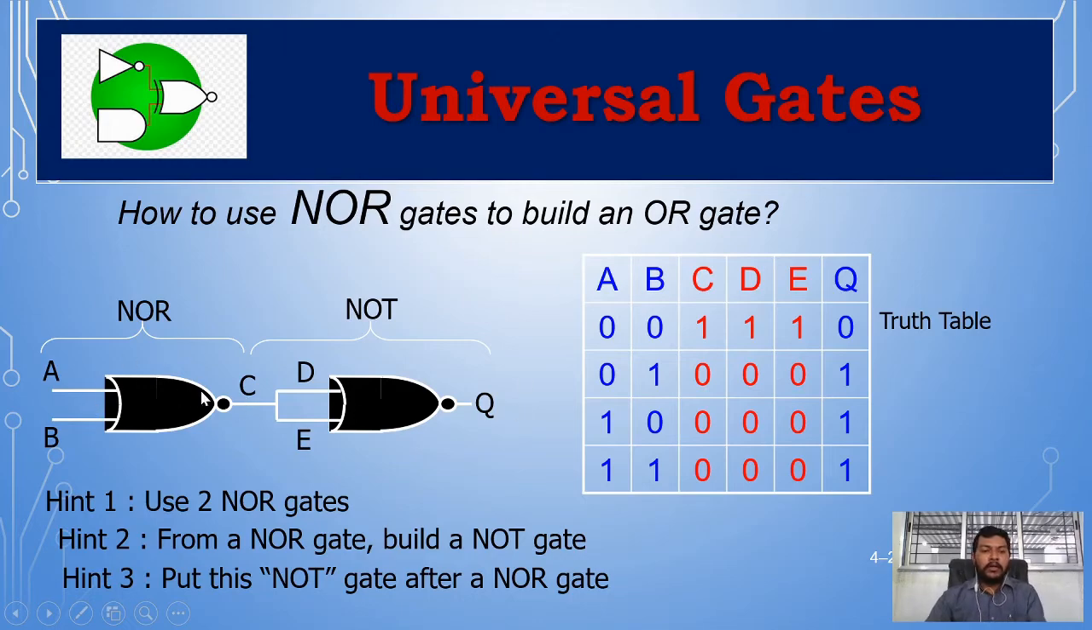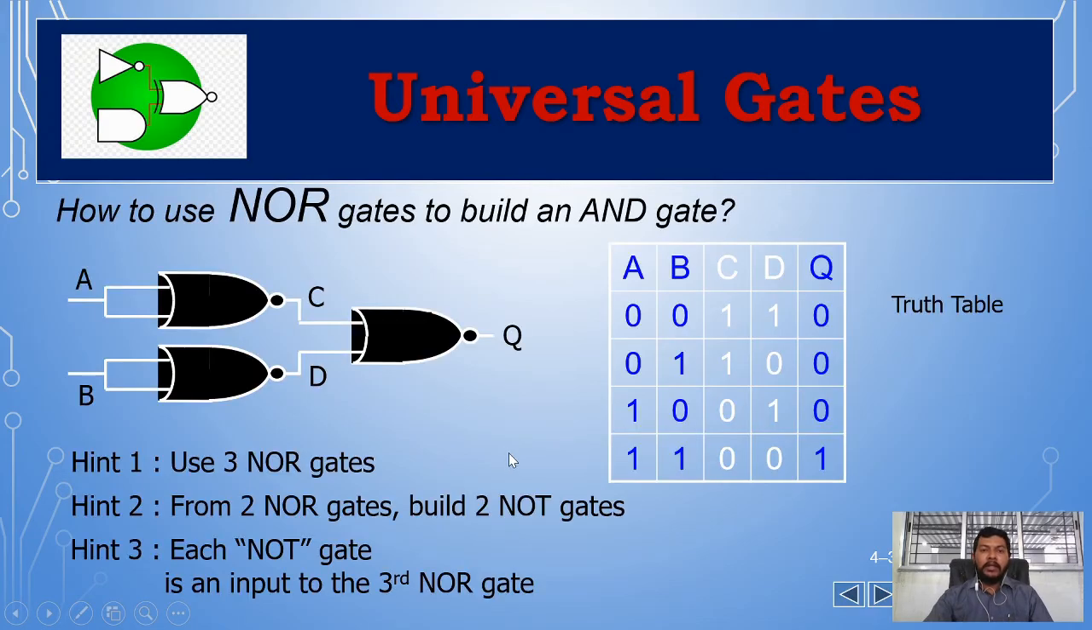So after the NOR gate, if you put a NOT gate made of NOR, it will give you the output as an OR gate. So this is the use of NOR gates to build an OR gate. The second one is NOR gates to build an AND gate. As we did earlier to build the OR gate using NAND, where we made the NOT gates using NAND, here also we make NOT gates of NOR and apply their outputs to another NOR gate like this, and it will give you the output of an AND gate, as shown in this figure.